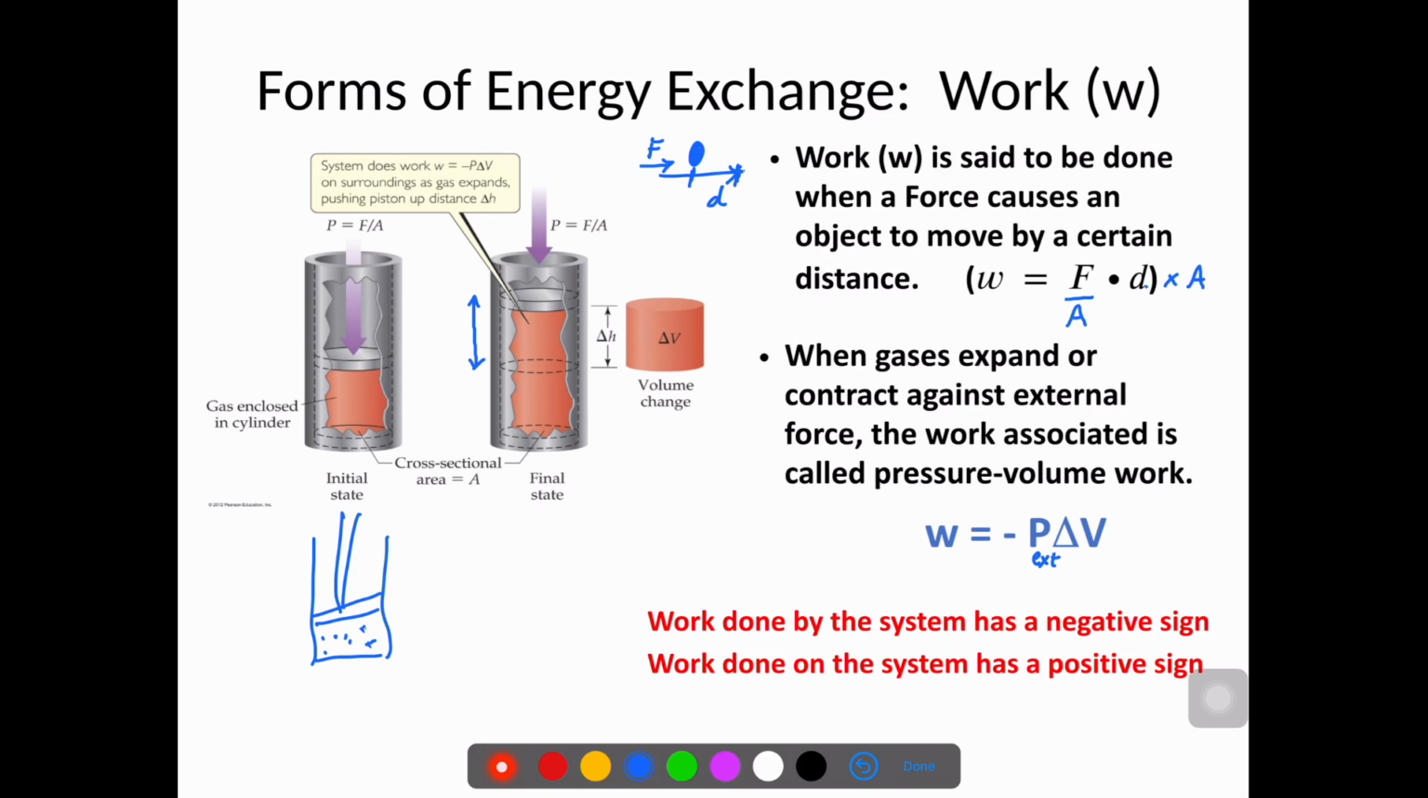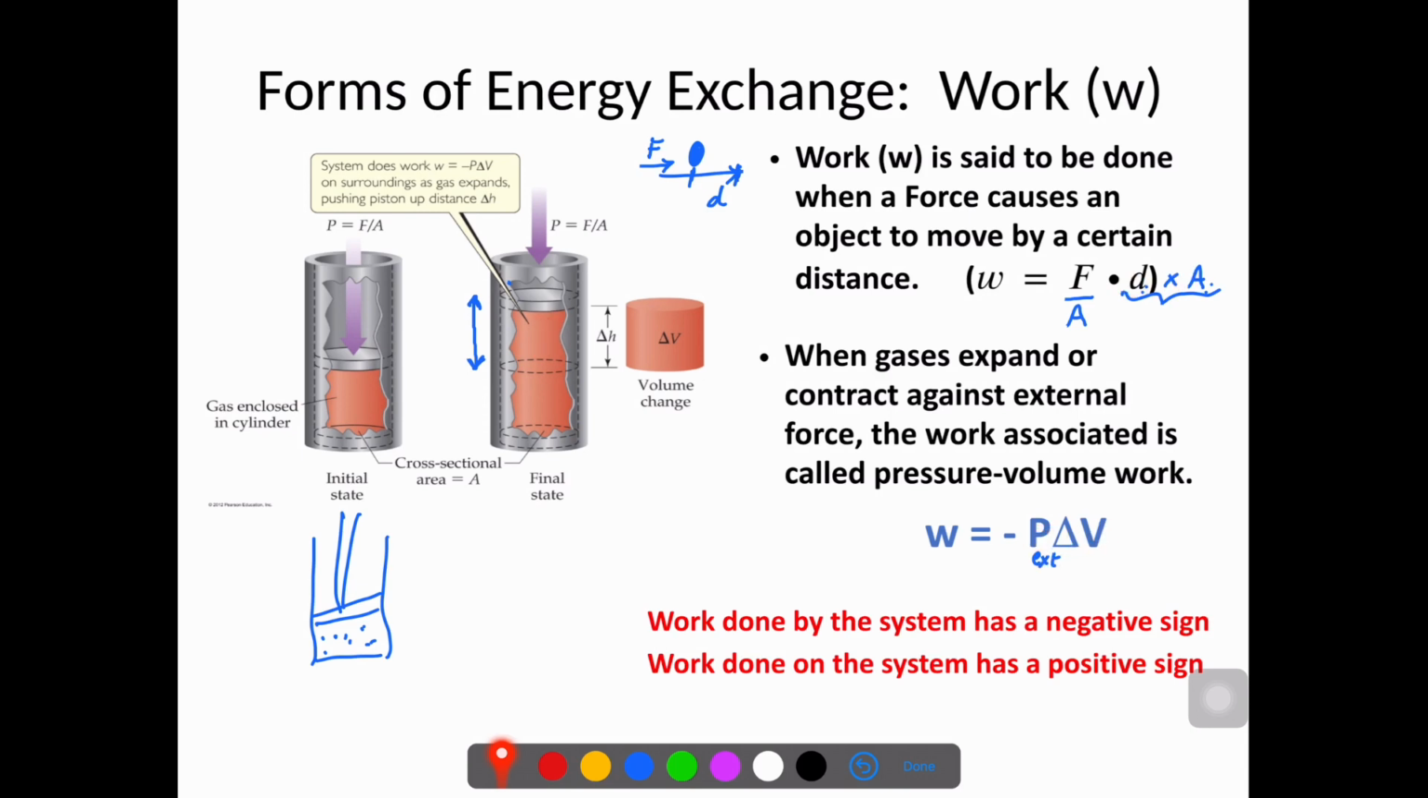And think about what area times the distance by which the piston has moved will give you. It will give you the change in volume. This is the distance by which the piston has moved up, times the area of the piston, which is going to give you the volume change of the gas. So that part is the volume change of the gas. So work is external pressure times the volume change.